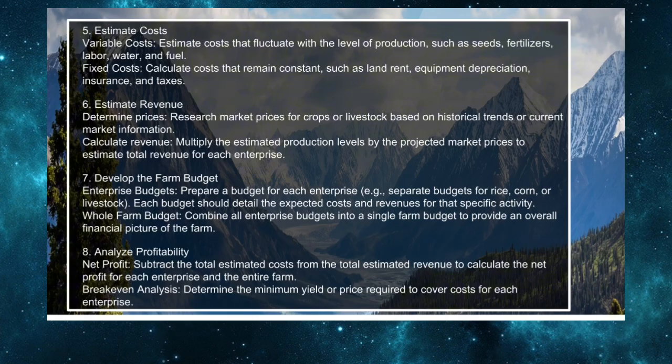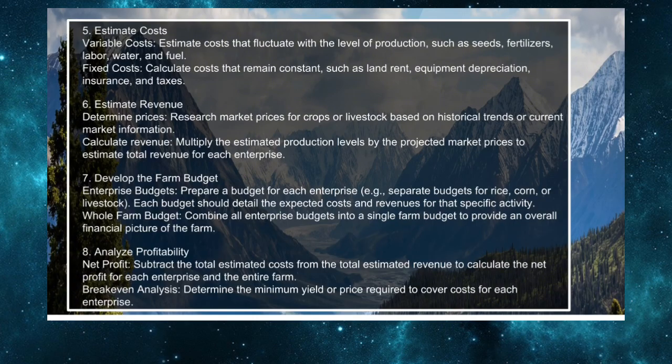After all enterprise budgets are prepared, they are combined to create a whole farm budget. This provides a complete financial picture of the farming operation. By having both enterprise level and whole farm budgets, farmers can clearly see which activities are profitable and how they contribute to the overall financial health of the farm.